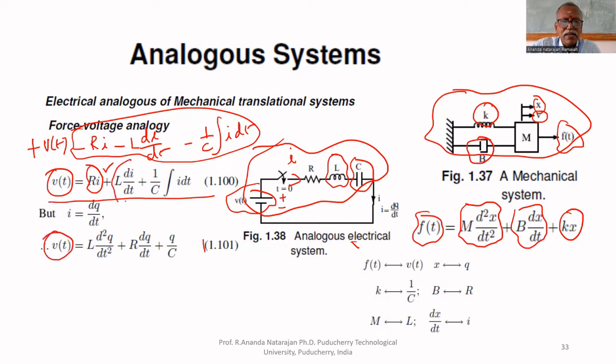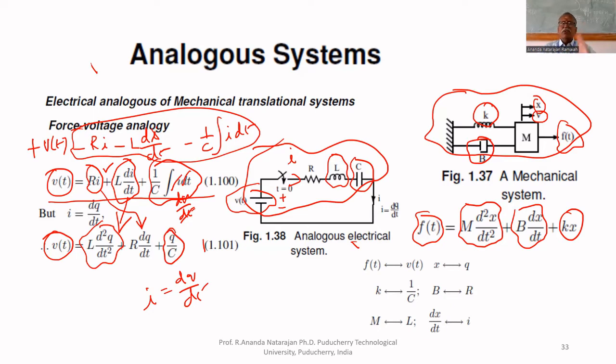L di by dt. We know that I equal to dq by dt. Therefore, this is replaced by L d square q by dt square. We are writing in terms of q, not I. I is dq by dt, that we know. Therefore, this Ri becomes R dq by dt. I equal to dq by dt. If you replace I by dq by dt, dt getting cancelled, integral of dq is q, therefore q by C you will get.